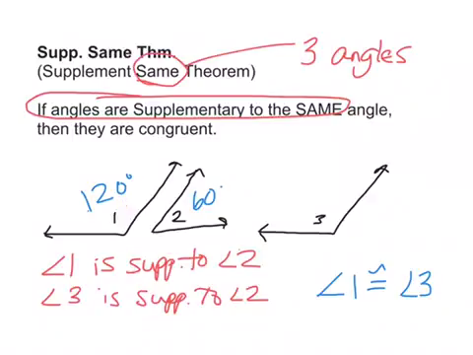Then we're also told that angle 3 is supplementary to angle 2. So here's angle 3, supplementary with angle 2. Angle 2 is 60, which means angle 3 must be 120 for those to be supplementary. And now you can see angle 1 and angle 3 are both 120 degrees, congruent.